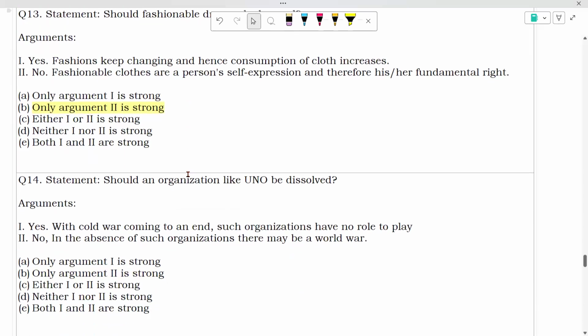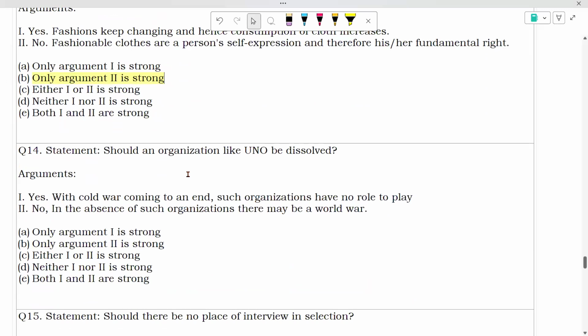Okay. Now come to the next one, which says, should an organization like UNO be dissolved? Somebody was talking about it. One of the persons says yes, with the Cold War coming to an end, such organizations have no role to play. Anyhow, they don't have a role to play, I think. Okay. No, it should not be dissolved. In the absence of such organization, there may be a world war. So this one is weak.